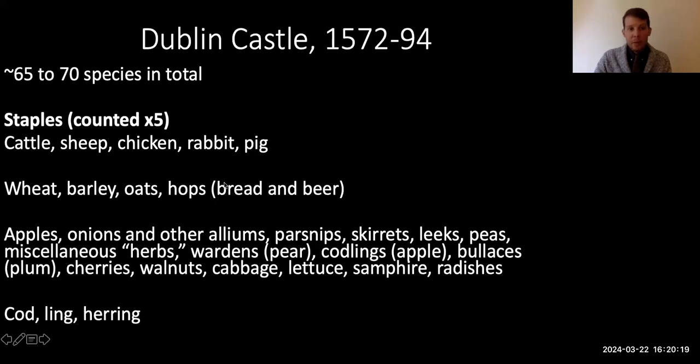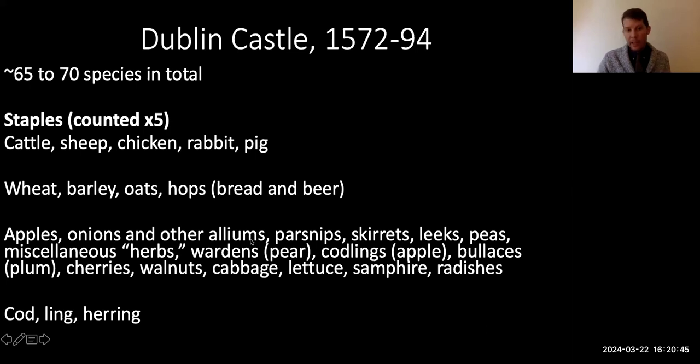In terms of staple starches, they ate a ton of wheat. They drank a lot of beer, which indicates barley, and almost certainly used a fair bit of oats. Now, it is noted in the logbooks that hops was important for the manufacture of beer. So we might think of this as a set of staple starches that people consumed regularly.